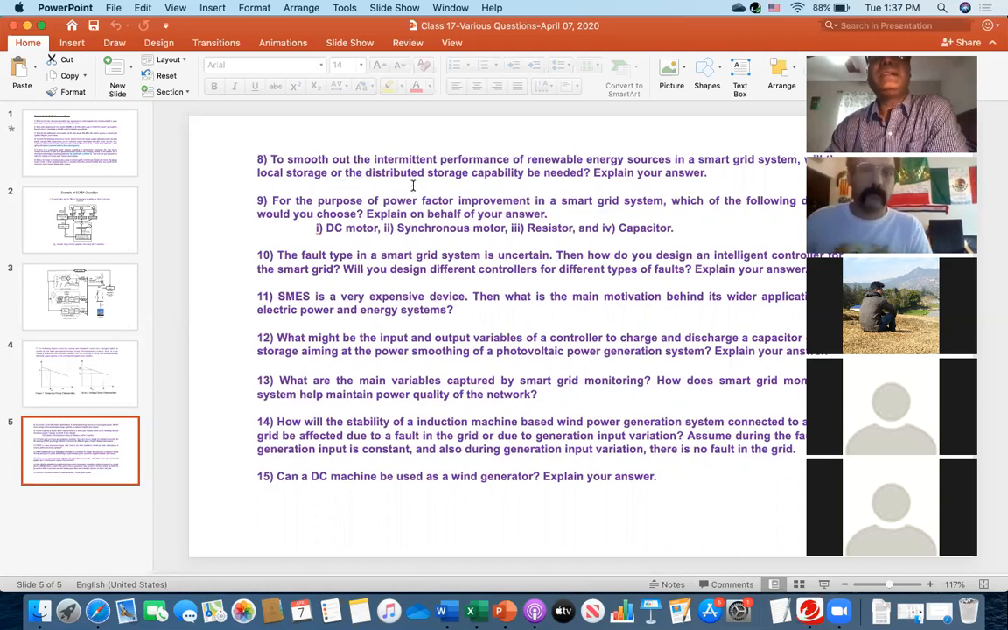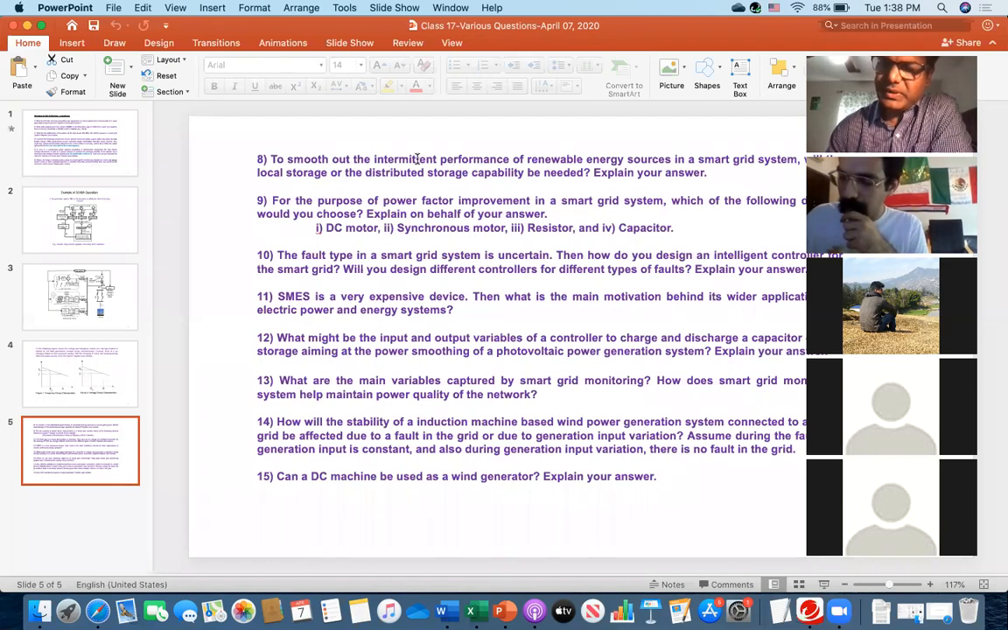To smooth out the intermittent performance of renewable energy sources in a smart grid system, will the local storage or the distributed storage capability be needed? The renewable energy sources mean solar energy, wind energy, ocean energy. Now, these offer intermittent performance. Intermittent means that solar performance is dependent on the sun intensity or solar irradiance, but that is changing. That's why it is called intermittent.